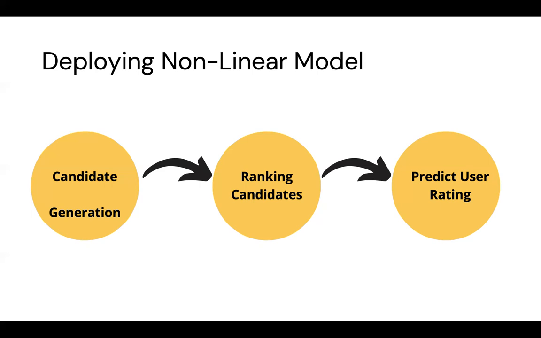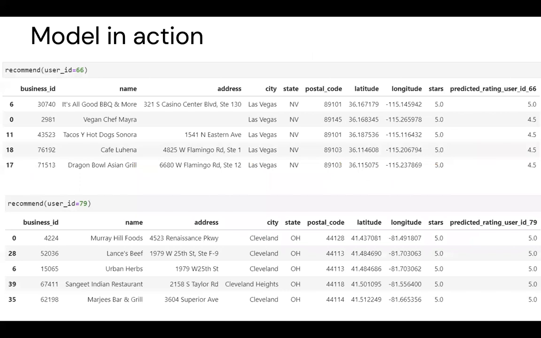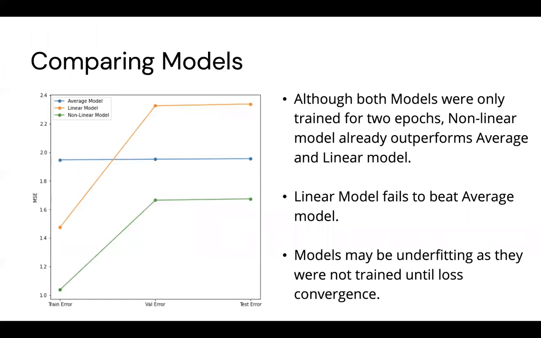Next, we see the model in action. Here we see personalized recommendations for users with ID 66 and 79. Next, we can see comparing models. We use the average model as a baseline. The linear model fails to beat the average model. We strongly suspect that this is due to insufficient training, while the non-linear model beats both the linear and average models.